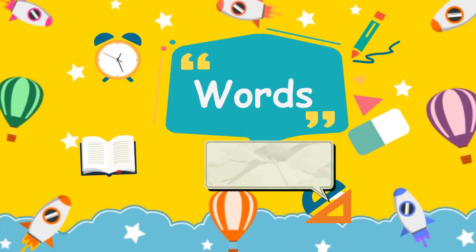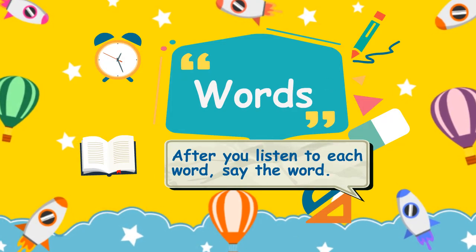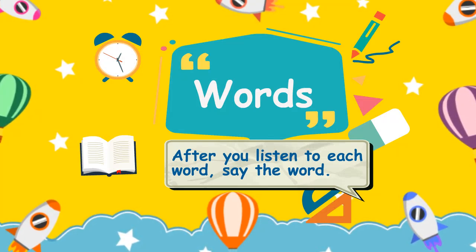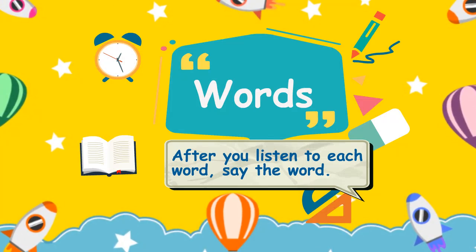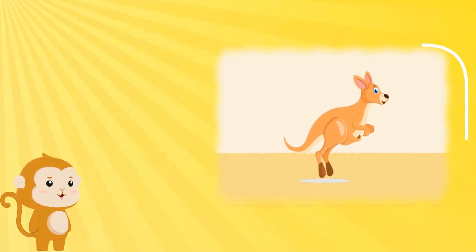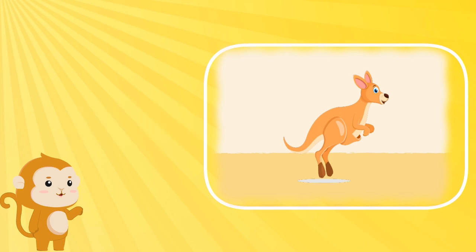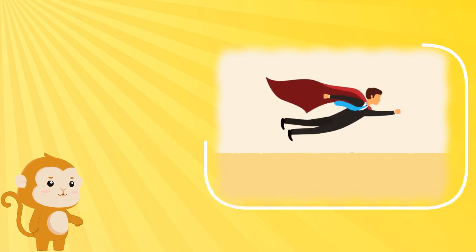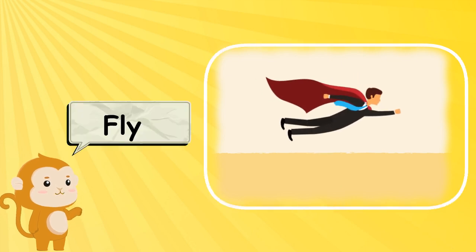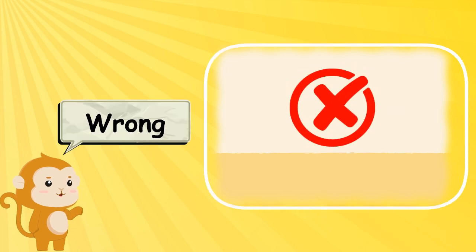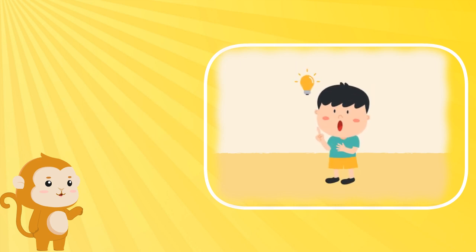Words. After you listen to each word, say the word. Kangaroo. Fly. Wrong. No.